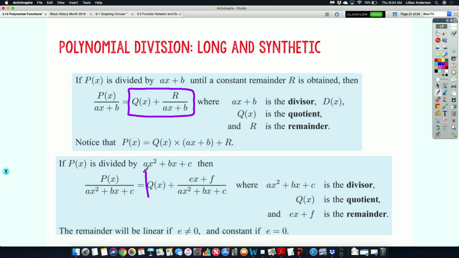Your result is the quotient plus your remainder, which would be an expression. Your remainder would be an expression whenever you divide by a quadratic, unless it went in evenly, unless it was actually one of the factors.